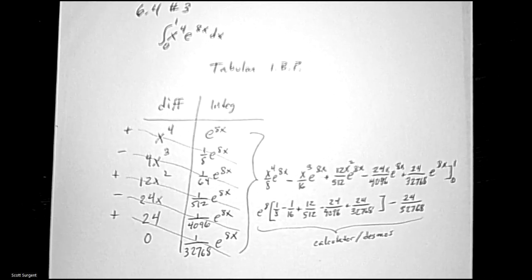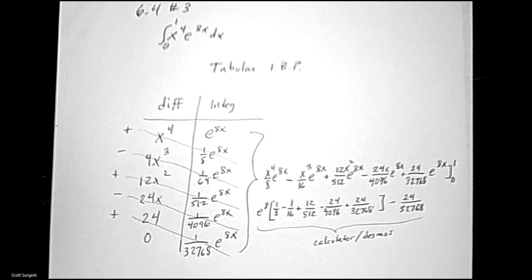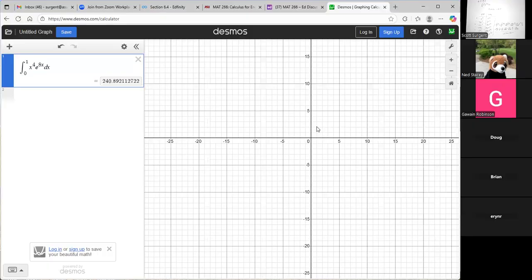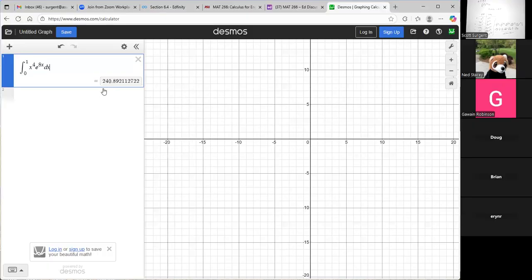So let me share my screen. So the integral, so I got to bring up, so int, come on, there we go. Int, lower bound is 0, upper bound is 1. It was x to the 4, e to the 8x, dx. Oh, it doesn't give me a graph, it gives me the answer. Y'all see that? 240.892.